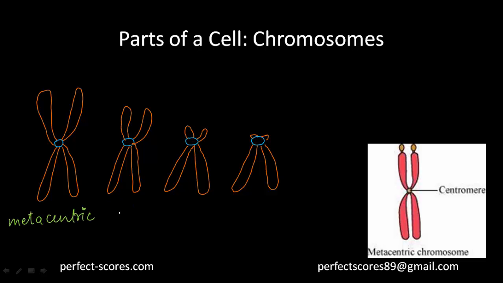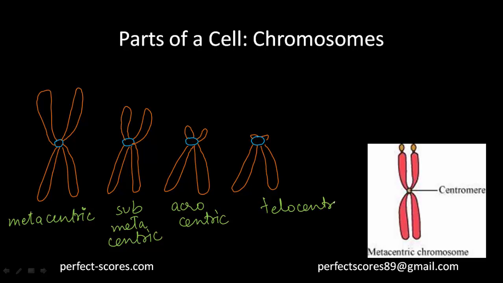The next one, the second one, is known as submetacentric. And the third one, which is known as acrocentric, has the centromere situated close to one end, forming one extremely short and one very long arm. So that is acrocentric. And the last one that you can see, in which there is a terminal centromere, is known as telocentric. So these are the 4 kinds of chromosomes that are there according to their shape.